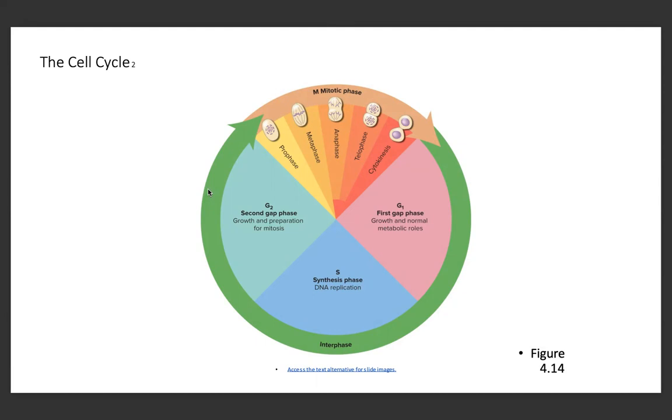There are 2 main phases. There is interphase, which is comprised of 3 subphases, represented by a green arrow here. And then there is the mitotic phase, which is also part of the cell cycle. The cell will spend most of its time in interphase. You can see how the green arrow essentially takes 3/4 of the circle's perimeter.